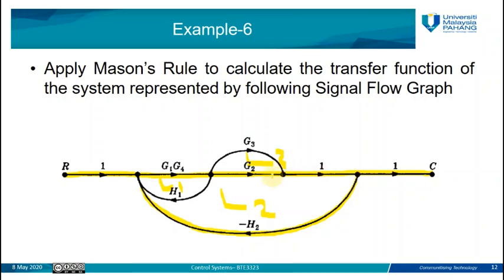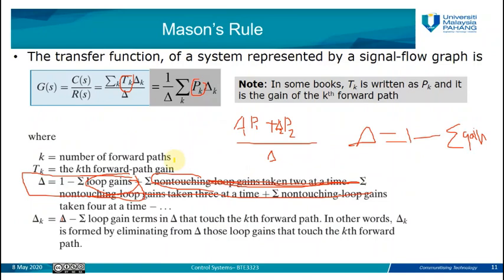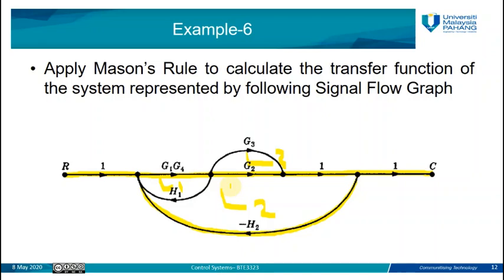Since the three loops are touching the forward path number 1, the value of delta 1 will equal 1 only, because delta is equal to 1 minus the loop gains, and all these loop gains already touch the forward path. So we have delta minus the summation of loop gains, and these loop gains will go with that. We still have the value of delta 1 equal to 1 only, since there are no loops which are non-touching with the forward path.